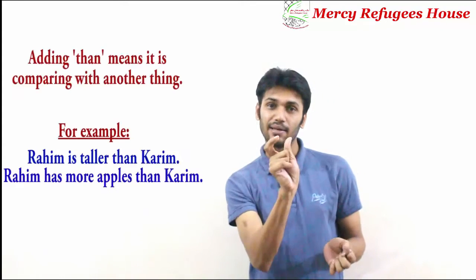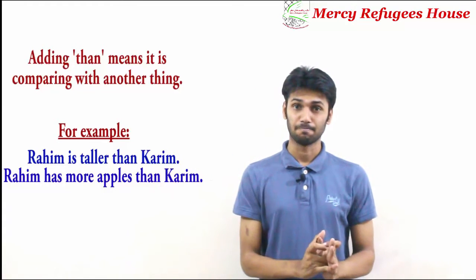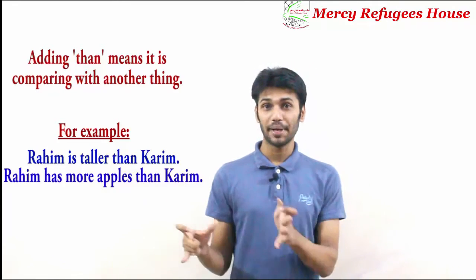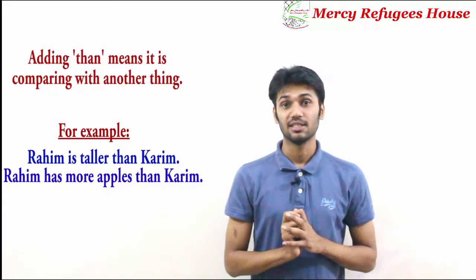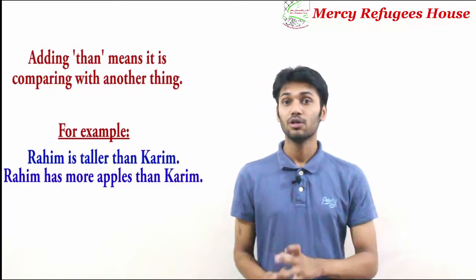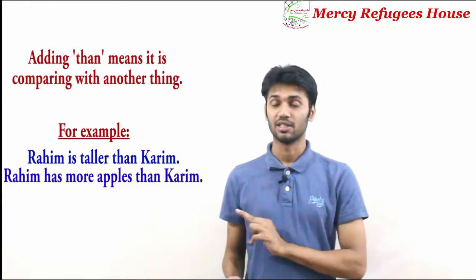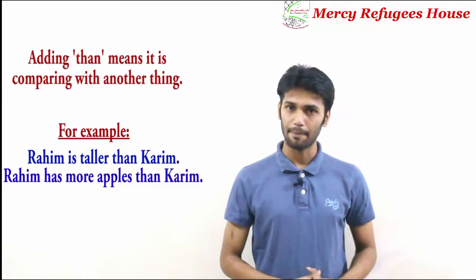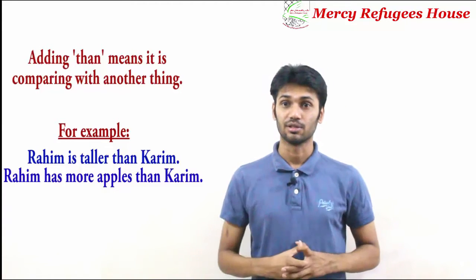Now, the word than means it is comparing with another thing. For example, Rohim and Karim, when they are compared with each other, then the word than is used. For example, Rohim is taller than Karim. Rohim has more apples than Karim. Here you are using more than.